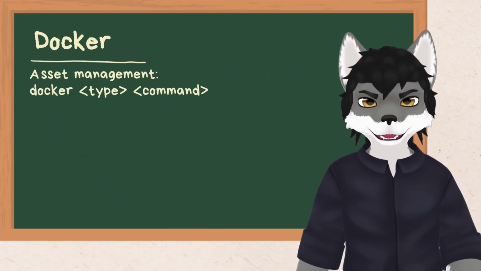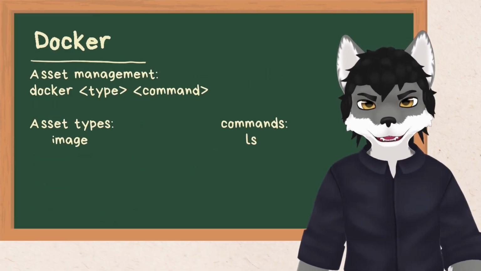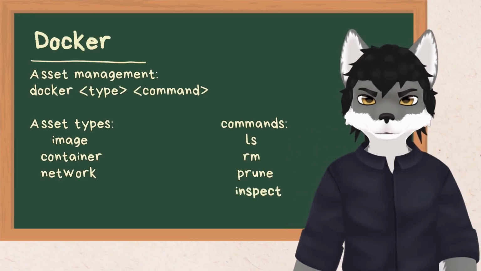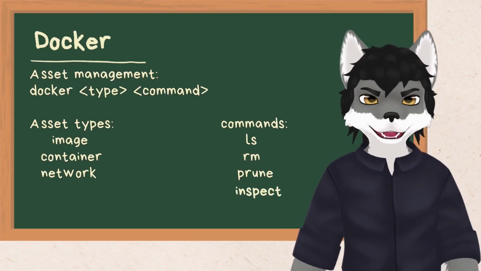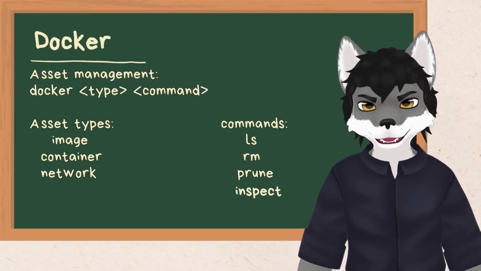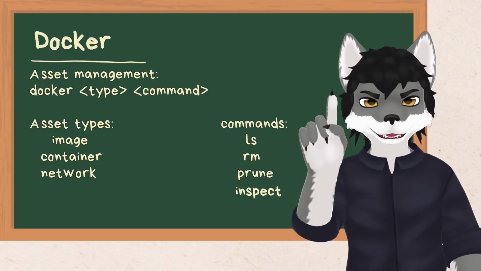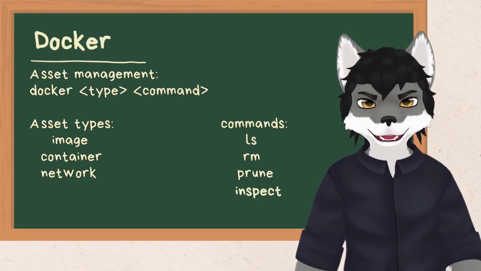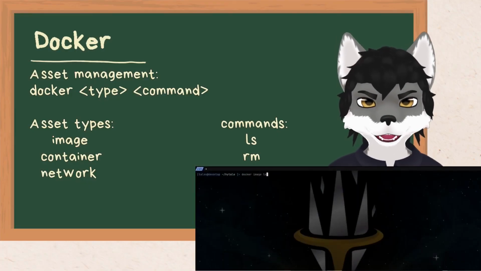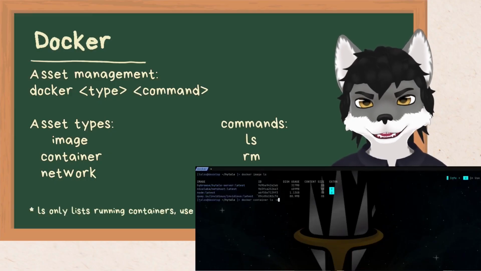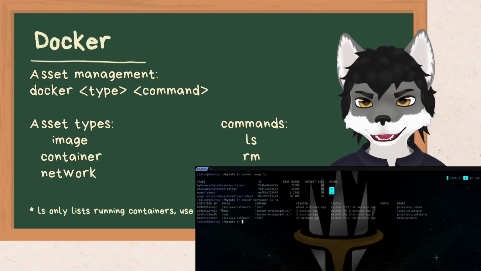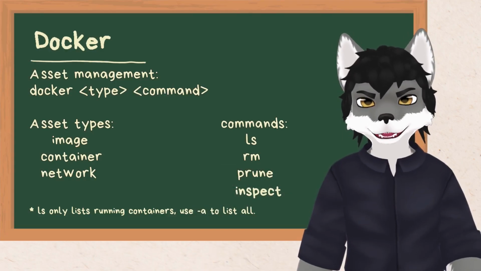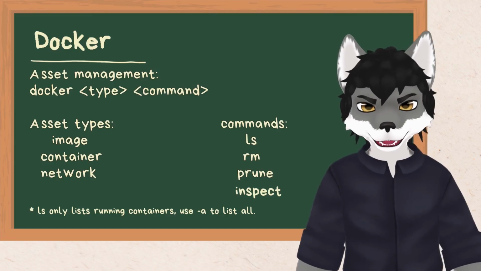Now, to manage your assets, the syntax is docker, an asset type, and the command. Asset type can be an image, container, or network. And the most useful commands are ls, rm, prune, and inspect. ls lists your images, containers, or networks. Containers are a special case in which it will list only active containers, like ps does. If you want to include inactive containers, you have to use the -a flag.